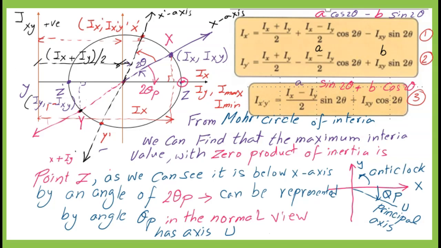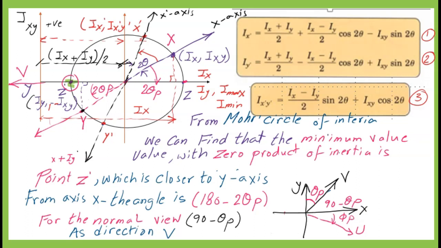The point of maximum value of inertia is point capital Z, where the Ixy value equals 0. What about the direction of the principal axis? The direction is obtained from Mohr's circle of inertia by an enclosed angle of 2 theta b in the clockwise direction from the x-axis, while in the normal view it has an angle of theta b from the x-axis in the clockwise direction.